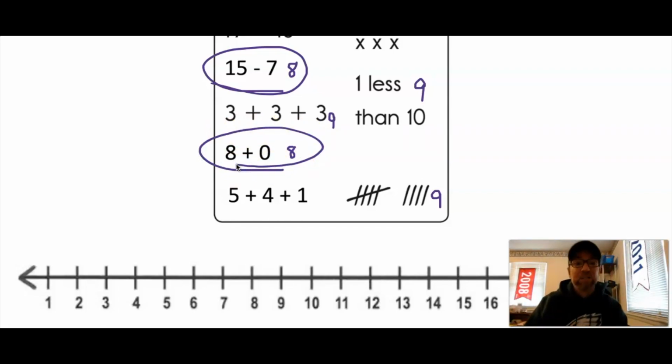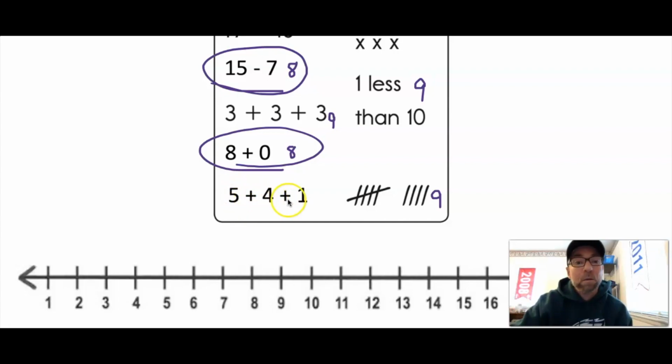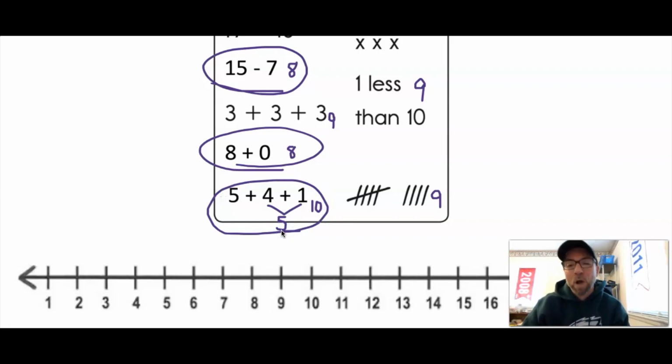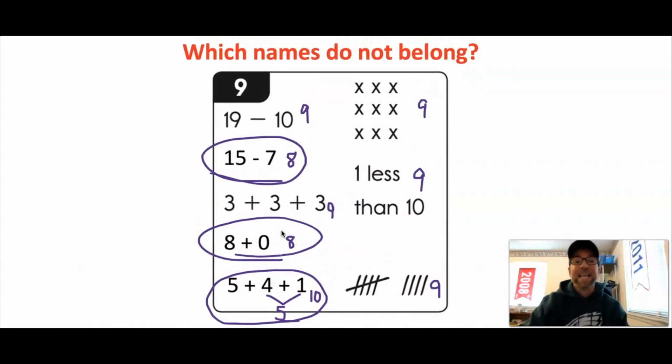There's 2 mistakes. We need to find one more. Here's our last one. 5 plus 4 plus 1. Now I know 4 plus 1 equals 5. And 5 plus 5 equals 10. So this equals 10, not 9. I found another one that does not belong. So you can see that sometimes we have to be a detective and find the names that do not belong.